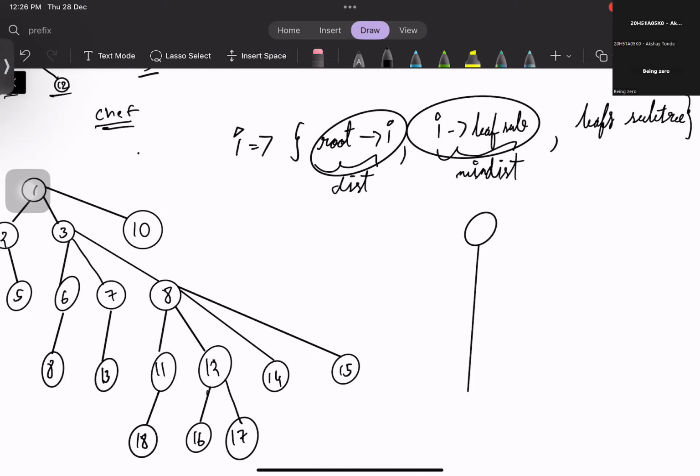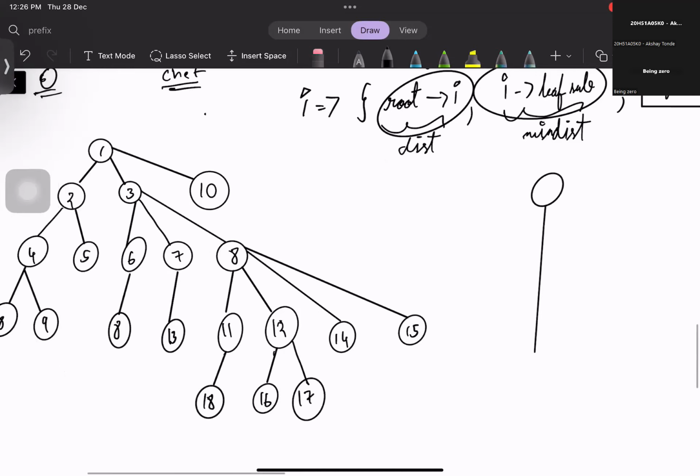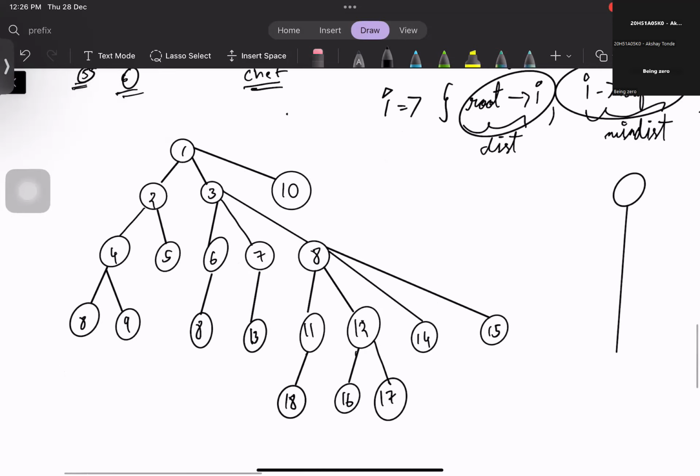Then we can just conclude that if the root-to-i distance is smaller than or equal to the minimum leaf distance, then our answer could be the leaves in the subtree. So we can brute force this for each and every i, except the leaf nodes. If we brute force this on every other node, then we'll get our answer.